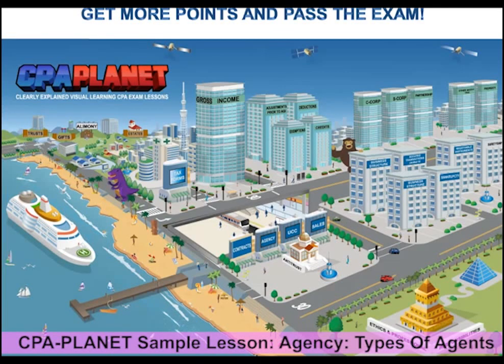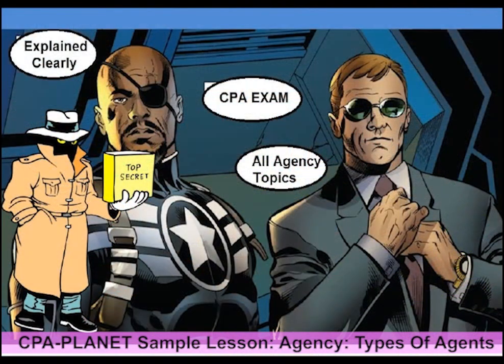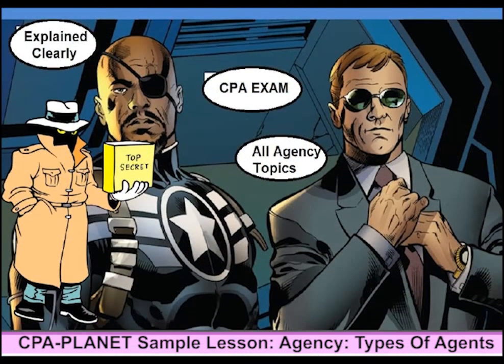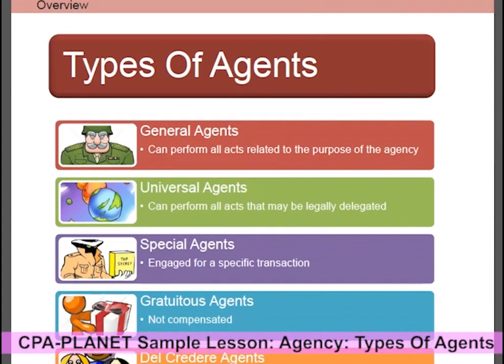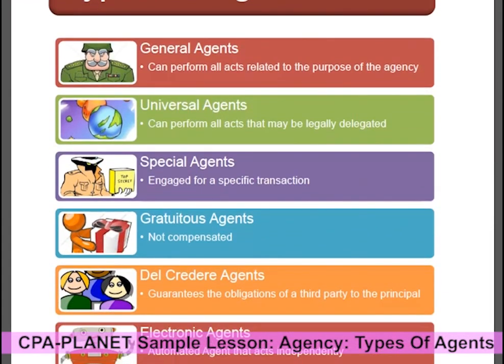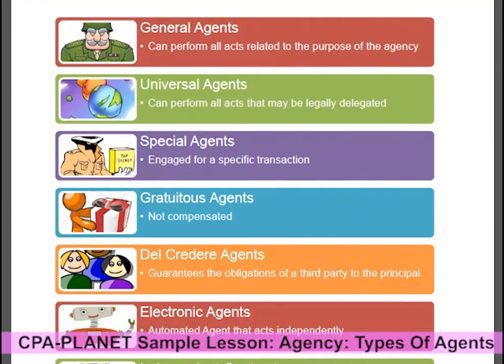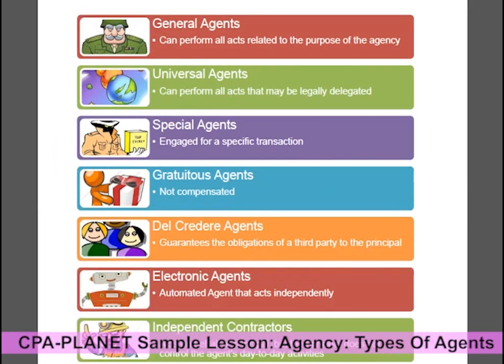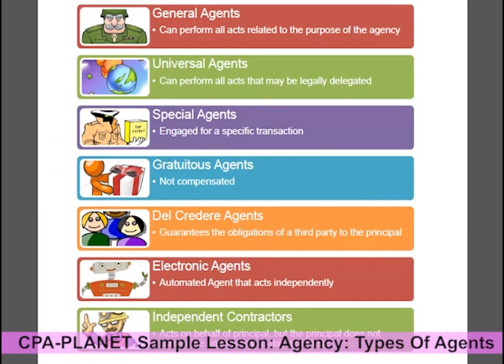All right. Let's go over now the types of agents. And you should know these types. You should know what they are. The exam will ask you about this. Types of agents. You've got a general agent that can perform all acts related to the purpose of the agency. See our cute little cartoons here to help you remember this stuff.